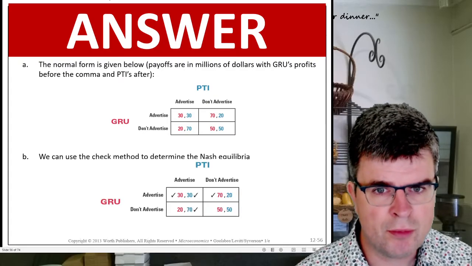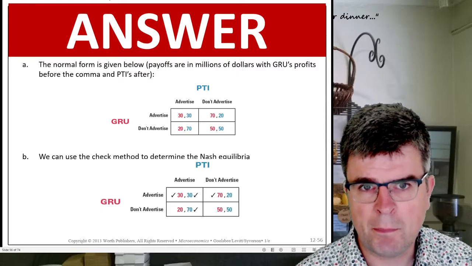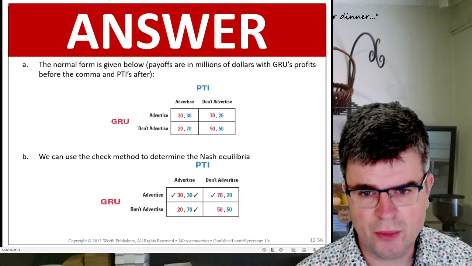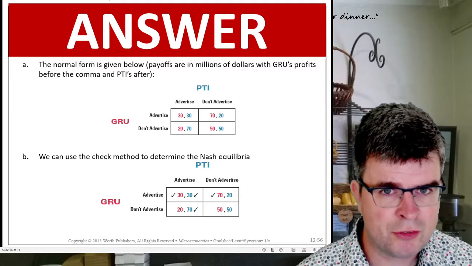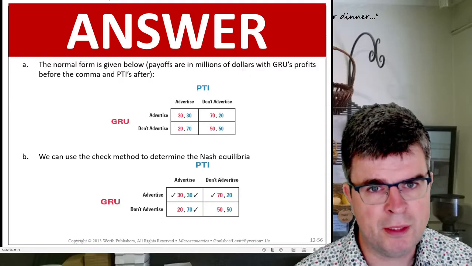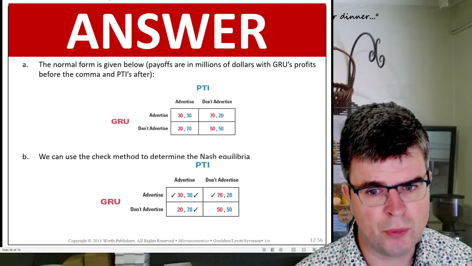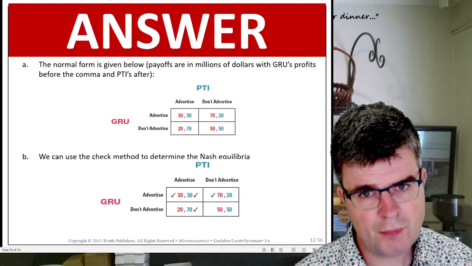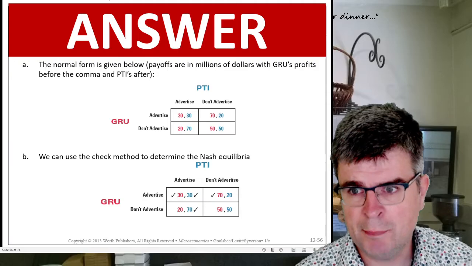And doing that, you will see there is one box with two checks. So that corresponds to the Nash equilibrium of this game, which is unique. And the unique Nash equilibrium is to advertise for both companies. That's the equilibrium of the one-shot game.